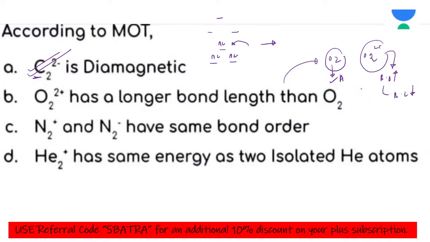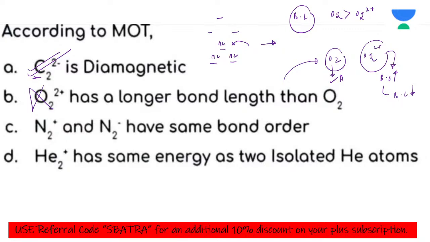So if I write down the order, the bond length of O2 is greater than O2 2+. So the statement that O2 2+ has a longer bond length than O2 is incorrect. Is it clear? O2 2+ has a shorter bond length, not a longer one, because the bond order is high. Bond length and bond order are inversely proportional to each other.